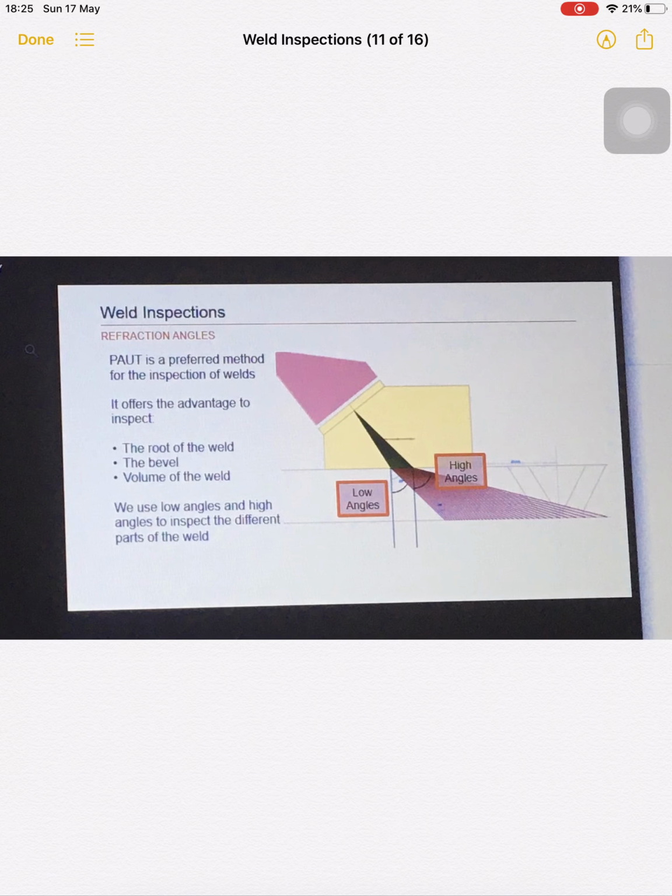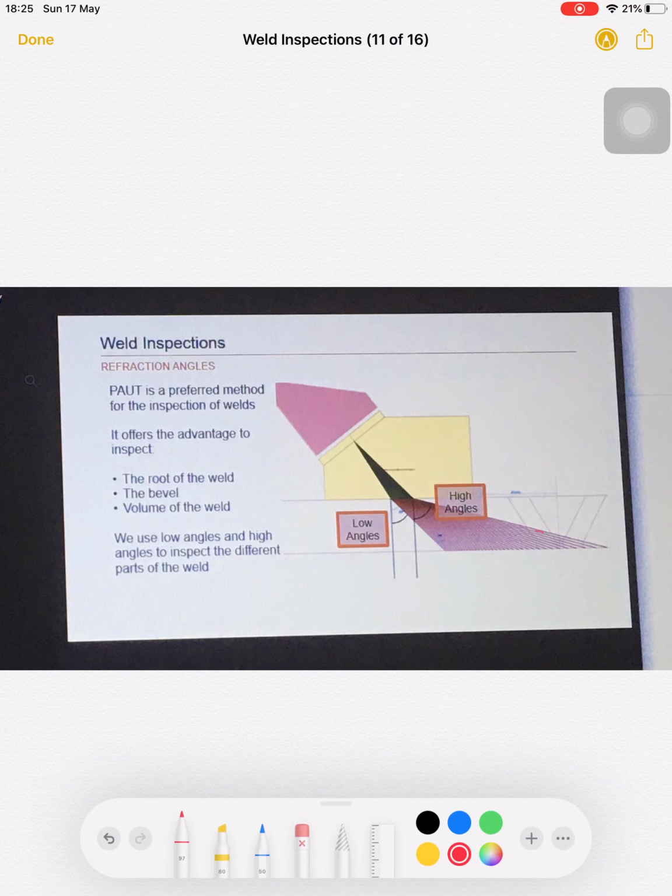Weld inspections. If you see the refraction angle, it goes over this and then spreads out, making a high angle. So this is the low angle, and this is the high angle. PAUT is the referred method for the inspection of welds. It offers the advantage of inspecting the root of the weld, the bevel, and the volume of the weld. We use low angle and high angle to inspect the different parts of the weld.